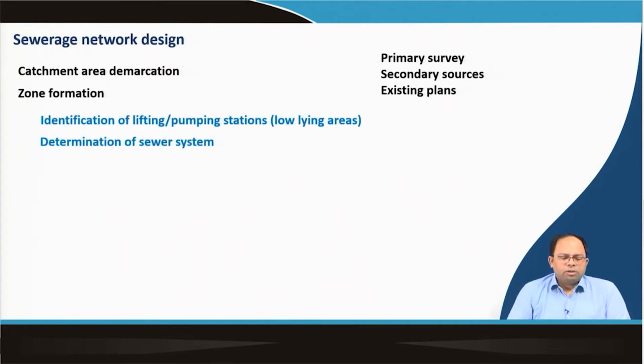Then we will form the zones where we will identify the location of lifting or pumping stations, particularly in the low-lying areas within our catchment, and also we will determine the type of sewer system that we are going to use. We have learned about the different types of sewerage networks and sewerage systems, so accordingly we have to make our choices.